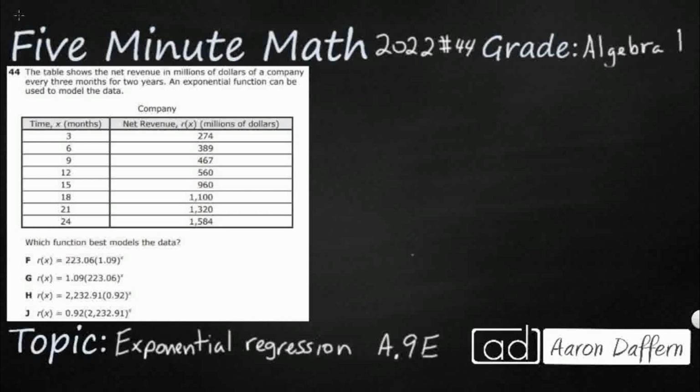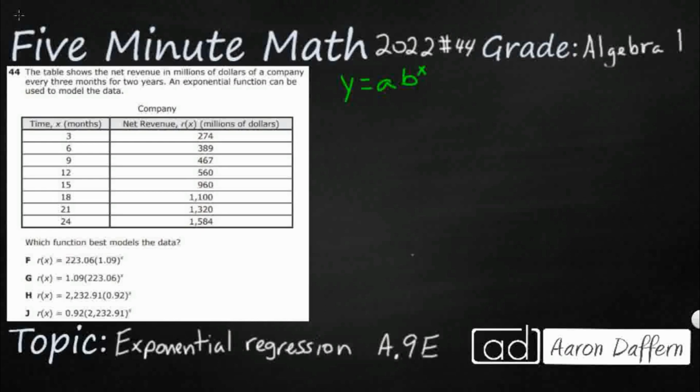So we have a table here showing the net revenue in millions of dollars of a company every 3 months for up to 2 years, and we need a function that models this data. So when we're looking at the functions here, we are looking at exponential growth. So we are looking at this form right here, y equals a times b to the x.